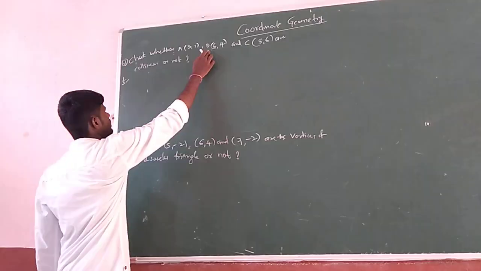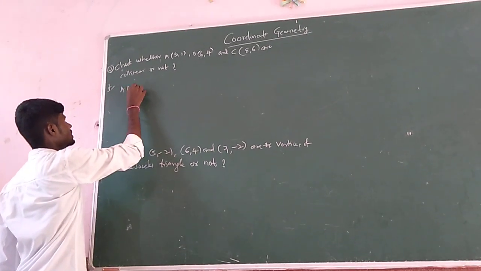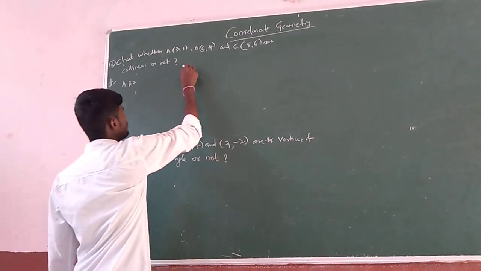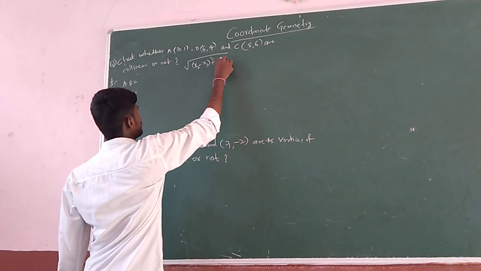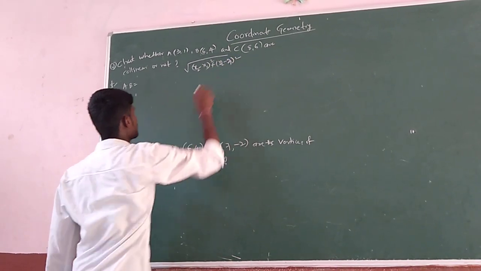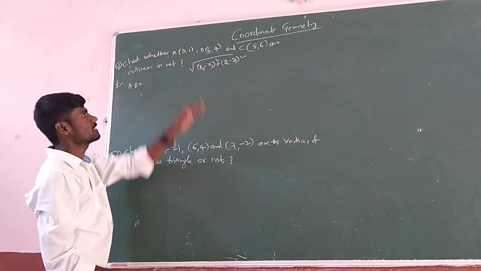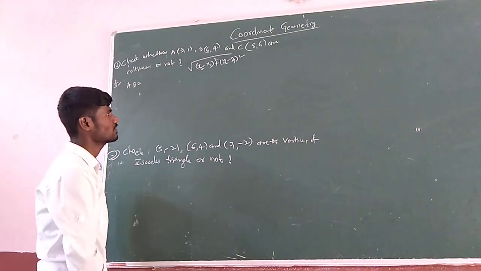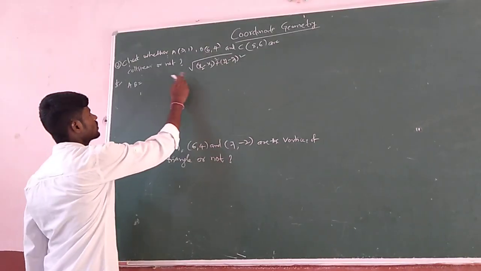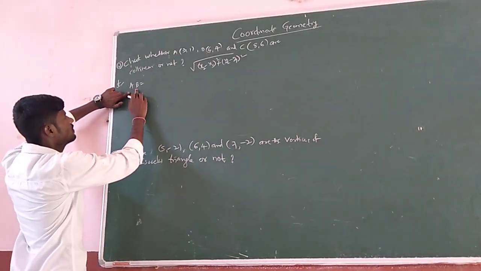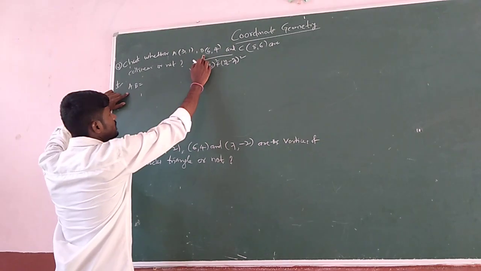Let us first find the distance AB. How can we find it? Based upon the distance formula: square root of (x2 minus x1) whole square plus (y2 minus y1) whole square. If we consider any two points, the first point is (x1, y1) and the second point is (x2, y2). So here I am finding the distance between A and B.